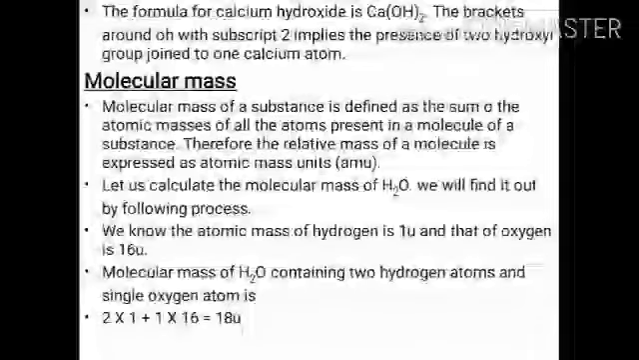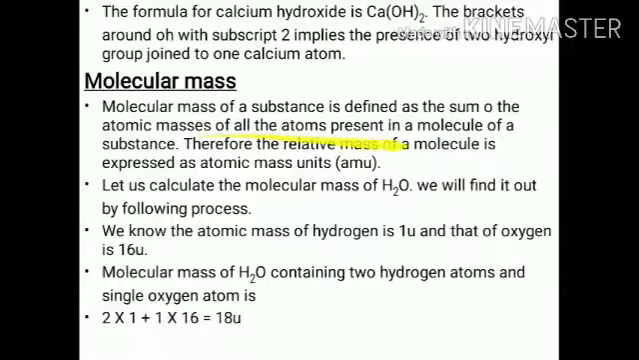Now the next topic is molecular mass. Molecular mass of a substance is defined as the sum of the atomic masses of all the atoms present in the molecule of a substance. Therefore, the relative mass of the molecule is expressed in atomic mass units.